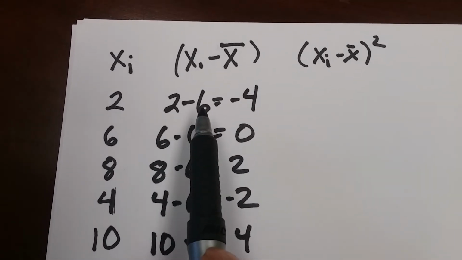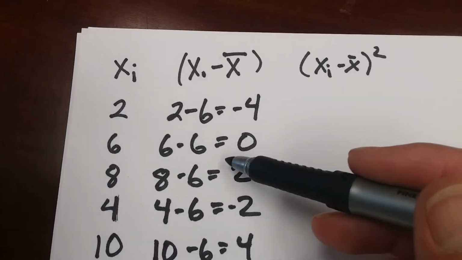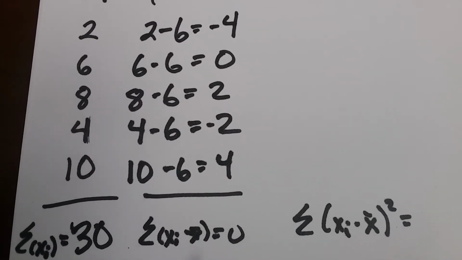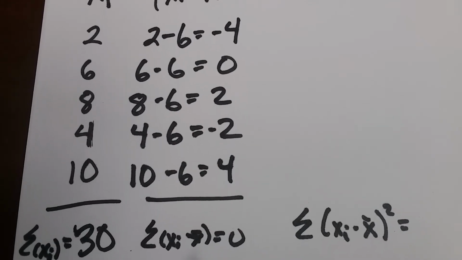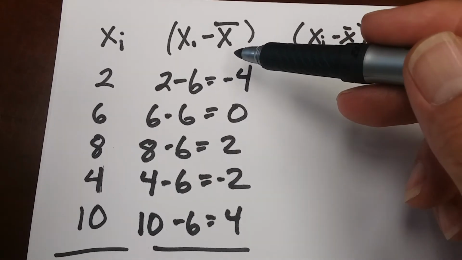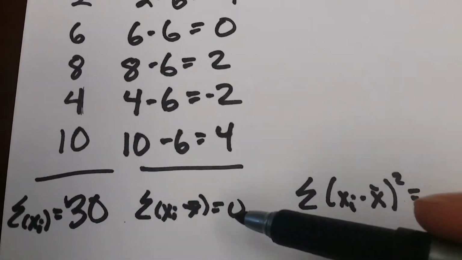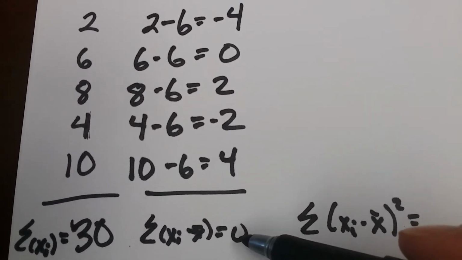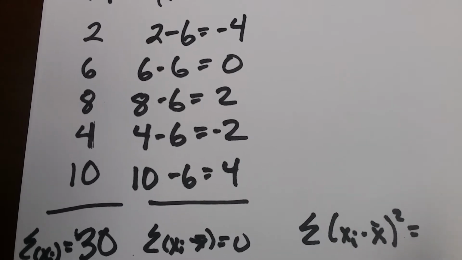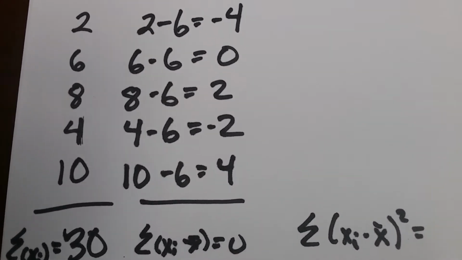So here, we're negative 4. We're 4 units below the mean. We're going to sum this column, and that's going to sum up to 0. That's how you know you did it right. That's why we can't use the sum of x sub i minus x bar, the deviations about the mean, to explain variation in our sample about the mean, because it will always add up to 0. If it doesn't add up to 0, that means you made a mistake.